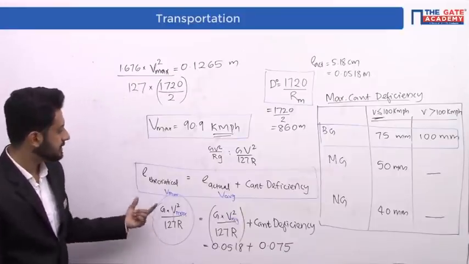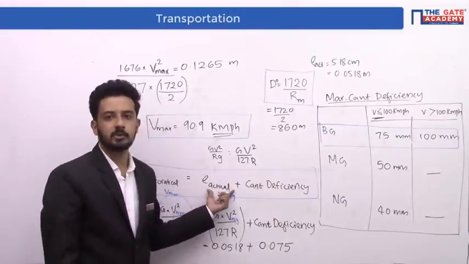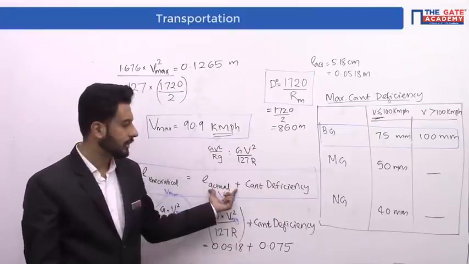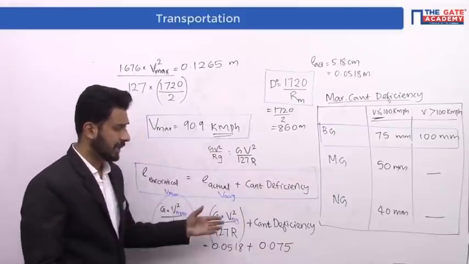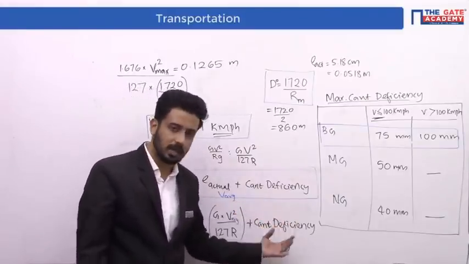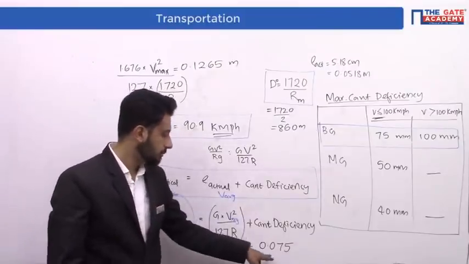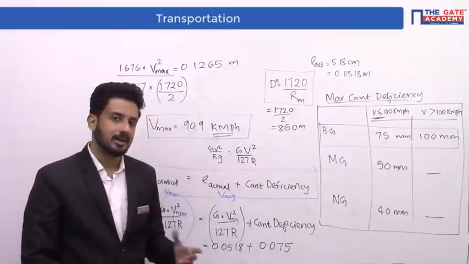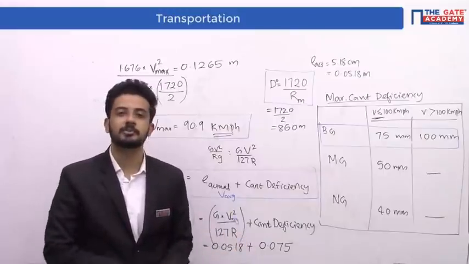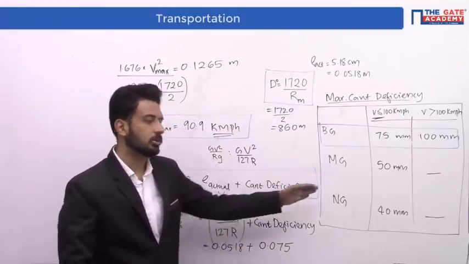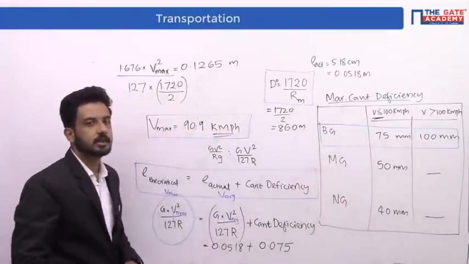One of the main concept is the theoretical super elevation will be equal to the actual super elevation which is provided on the ground plus the current deficiency. Okay, and sometimes they can give you the current deficiency value directly, like some 70 millimeter, like that they can give. Then 70 you have to substitute. Otherwise, they can tell you that maximum value of current deficiency is provided. Then we should know this table. At least you by heart the first row. Okay, for broad gauge. Fine.